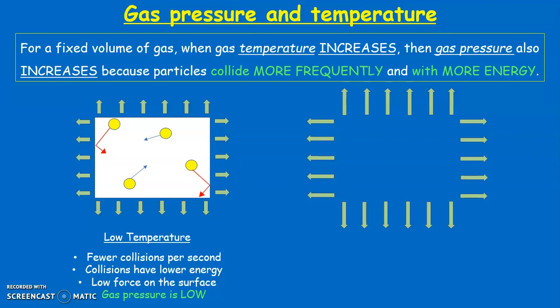So when temperature is low, the particles are not colliding as frequently with the surface, and if they do collide, they're not colliding with that much force. Gas pressure is low.